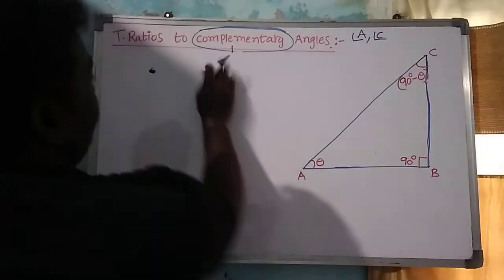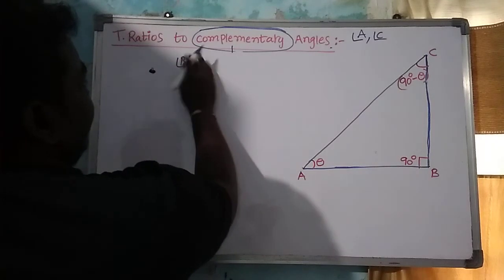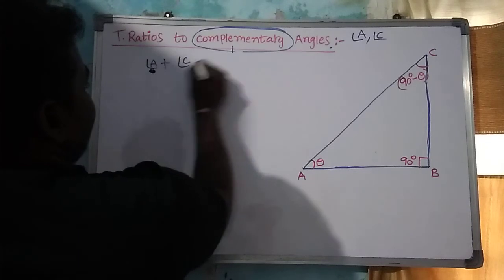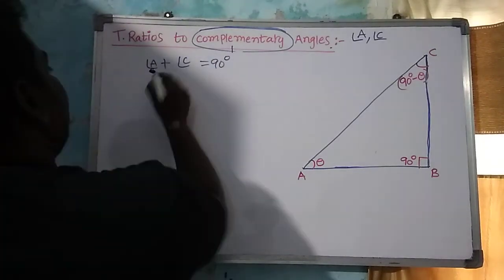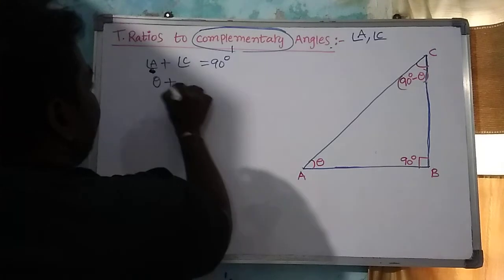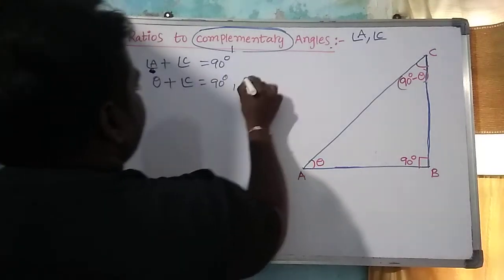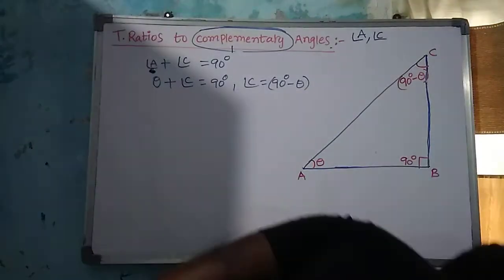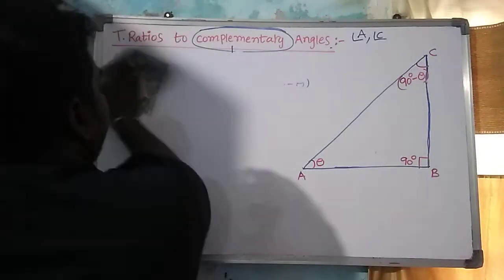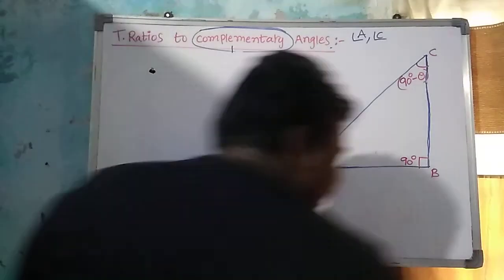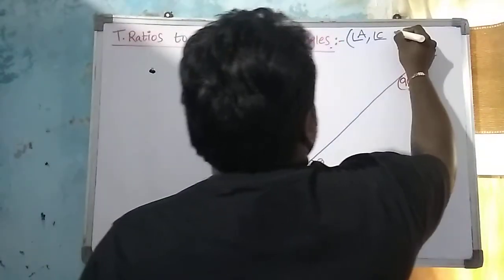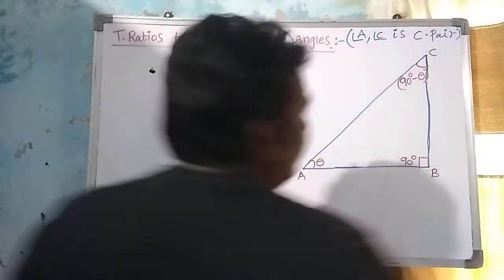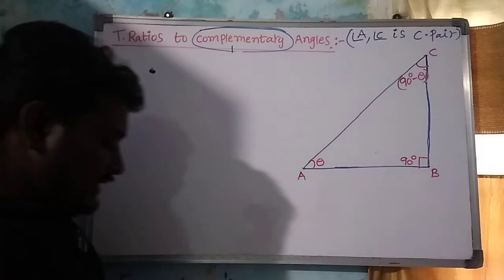What I said in the previous, that is not angle B, that is angle C. Angle A plus angle C equals 90. If you assume A is theta, then angle C equals 90 minus theta. Now, the complementary pair is angle A, angle C. Okay, complementary angles.